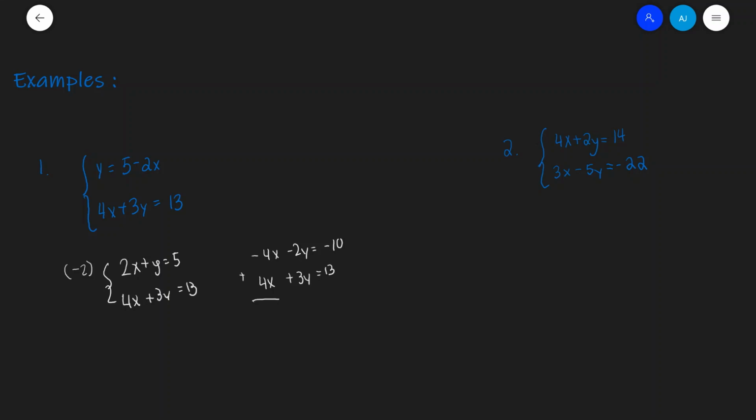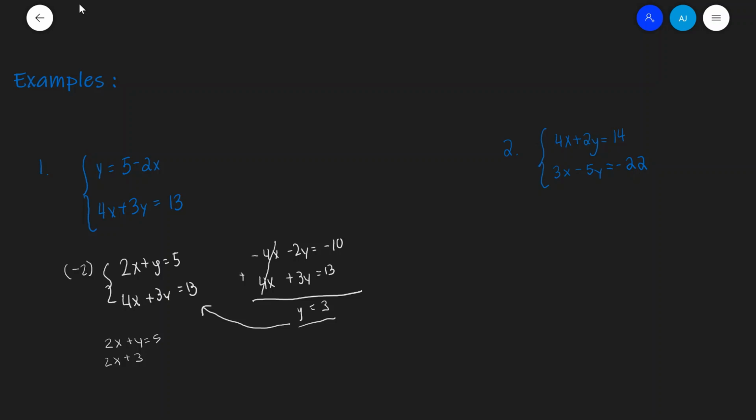And when added together, just like I told you, the -4x and 4x would cancel out. The -2y plus 3y is equal to y, and -10 plus 13 is 3. So we have y equals 3, but now we have to plug this y value back into one of the original equations to get our x value. In this case, I'll use the top equation. So we have 2x plus y equals 5, and I'm going to put the value that we got, which is y equals 3, into this equation.